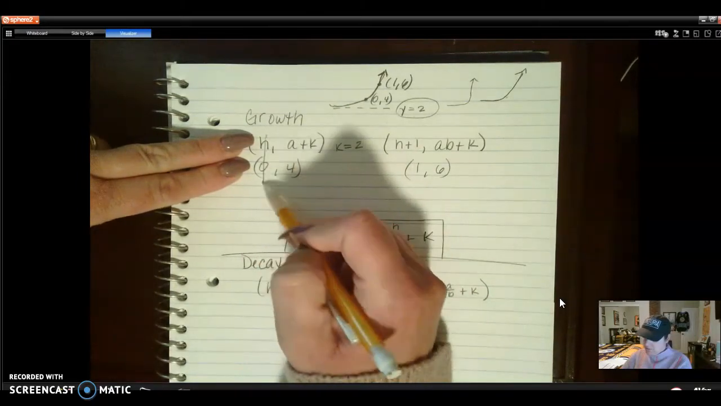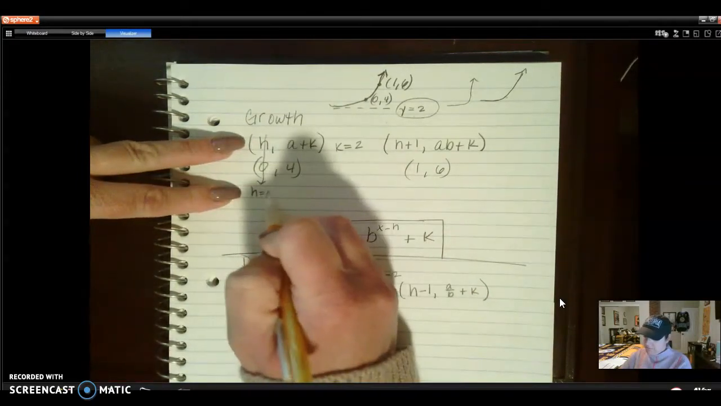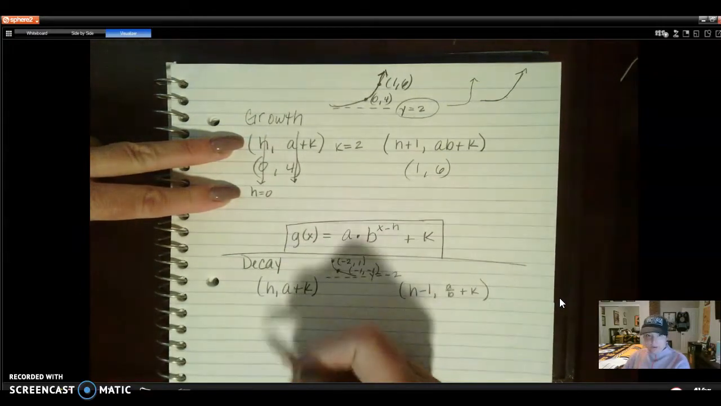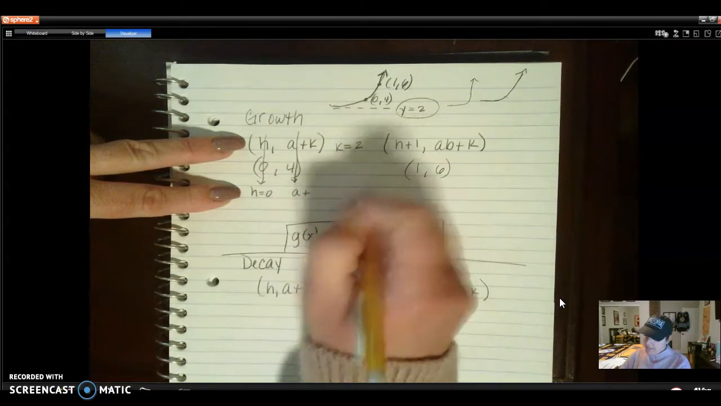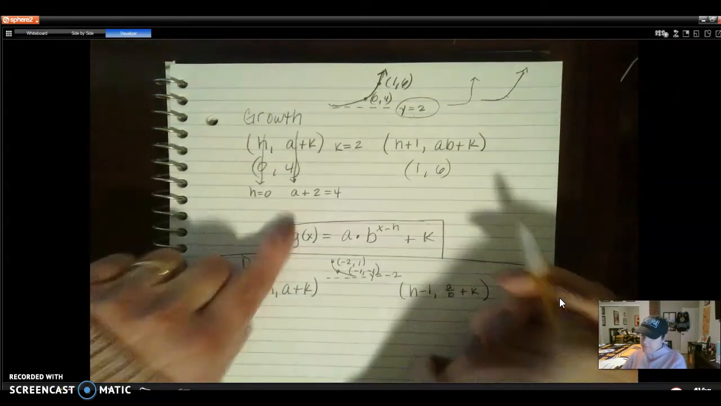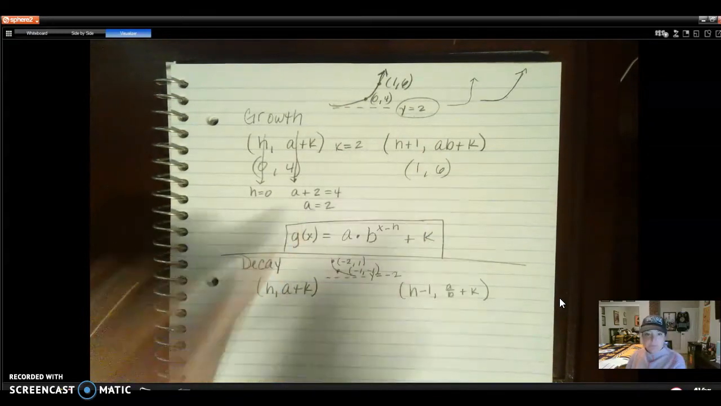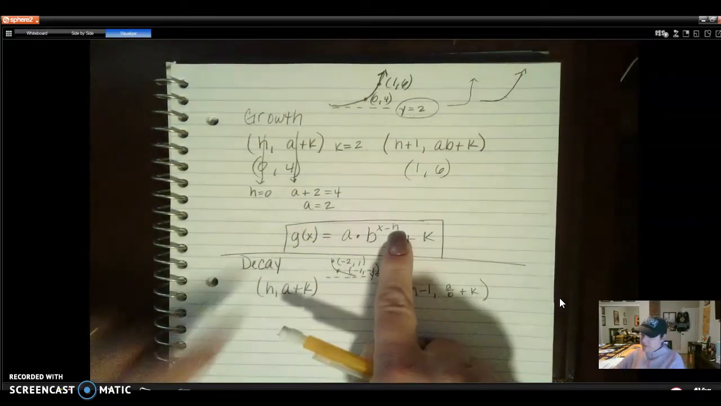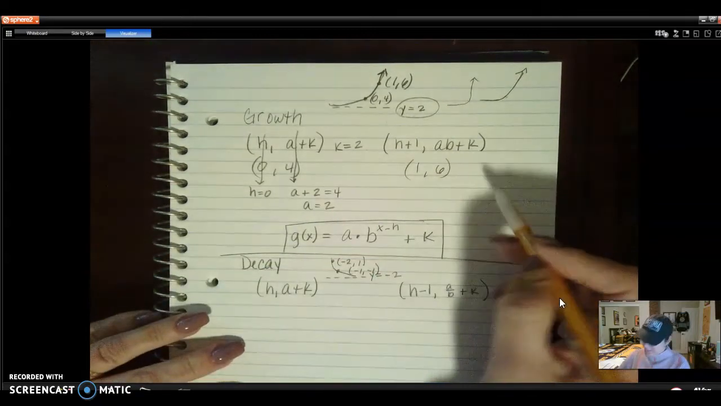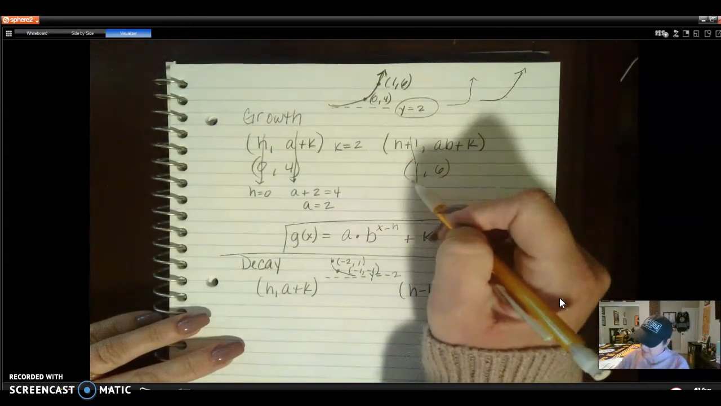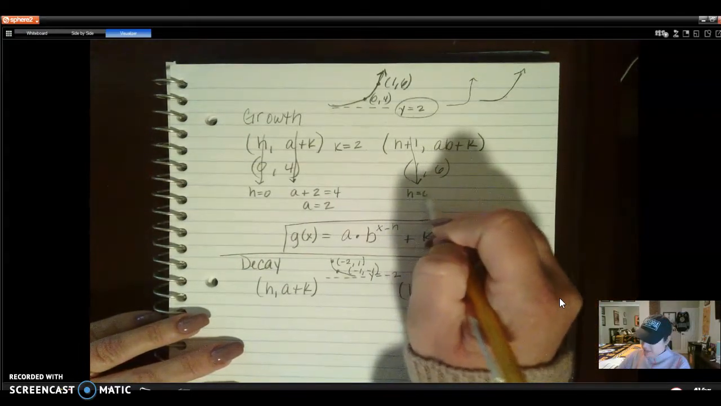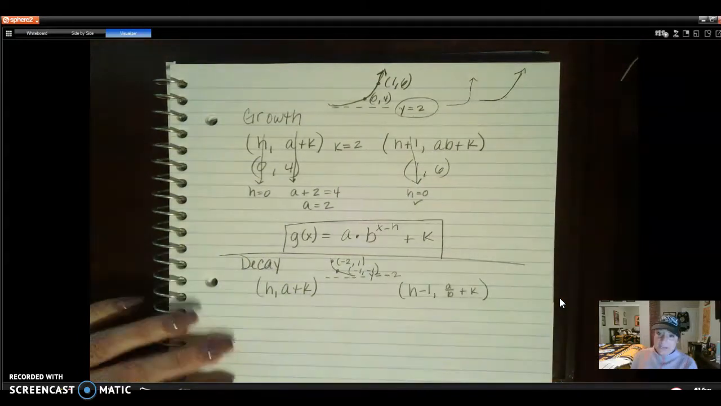So h equals 0. A plus k is going to equal 4. I know that k is 2, so a plus 2 is going to equal 4. That gives me a equaling 2. So far I have h and a. I'm looking for b and k. Let's do it again. H plus 1 equals 1. Still gives me an h equals 0, so that's good. It's a quick little check.